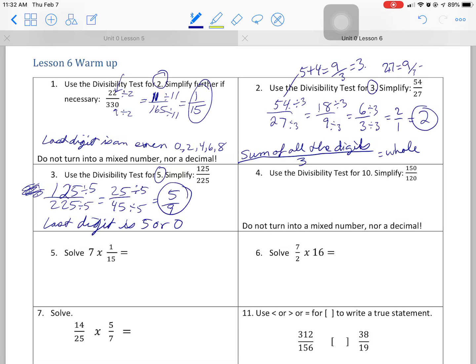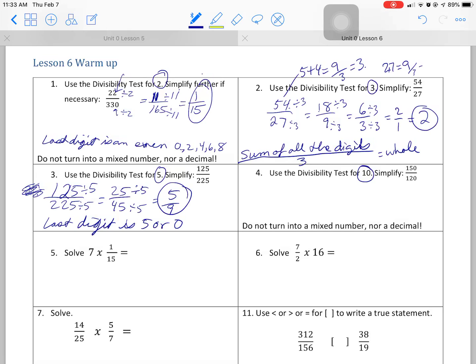Okay, let me just repeat. 11, 13, and 7, there are no tricks that really work for me. So if you haven't, I would still try 7s, 11s, and 13s. Okay.